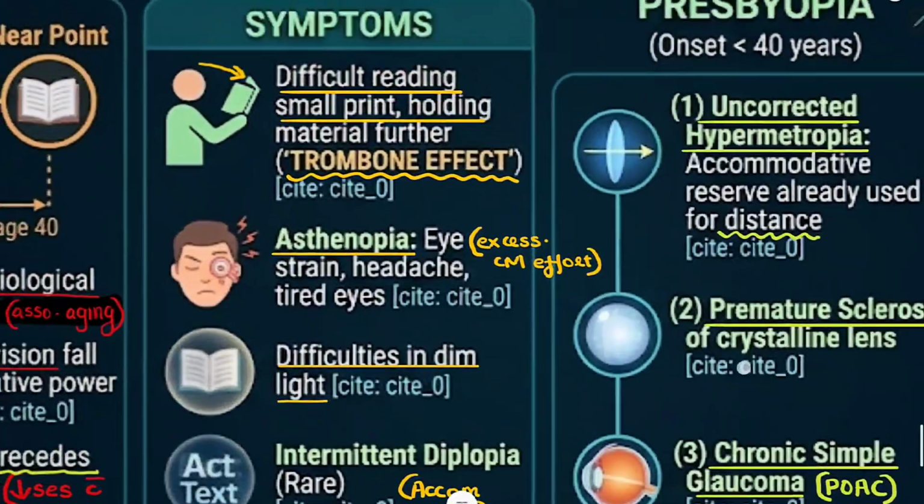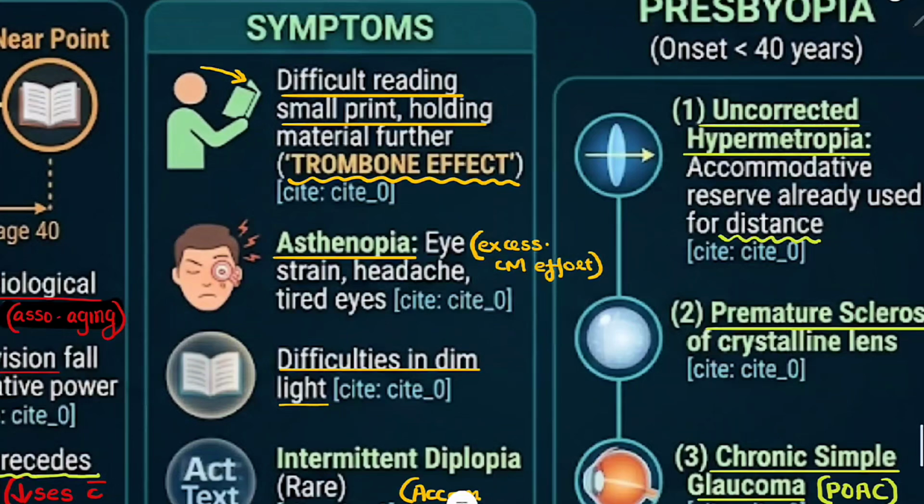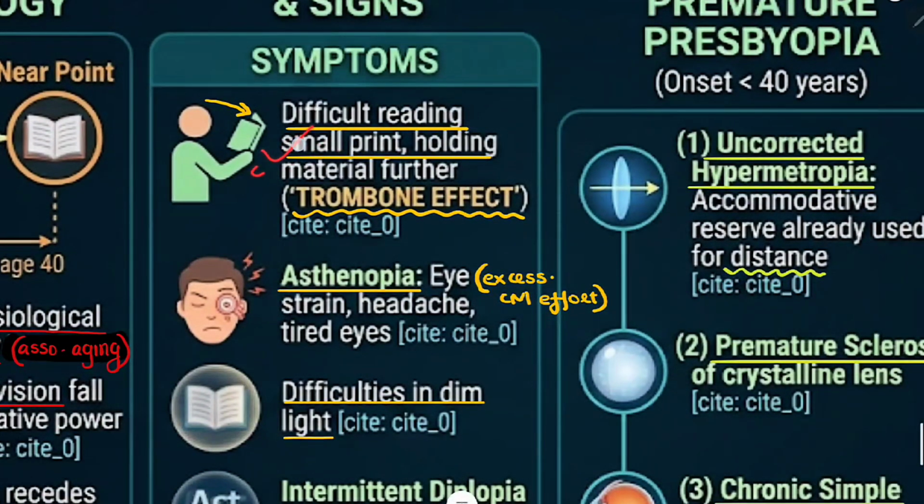Now what are the symptoms? So coming to the symptoms, there will be difficulty reading small print, that is the newspaper print, telephone directory, the person cannot read. And one more thing is there, that is the person will hold the material further. We can see our grandparents holding the books and other materials further to read better. So that is known as trombone effect. So what is trombone effect? In persons with presbyopia, to read clearly, the people will hold the material farther, mainly in reading the small print. That is known as trombone effect.